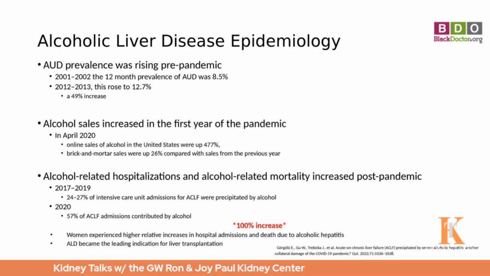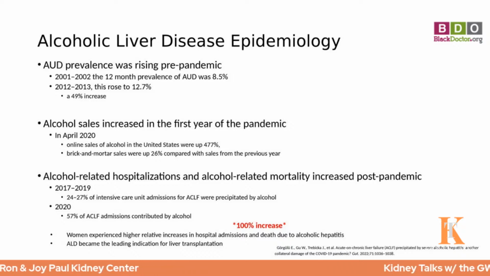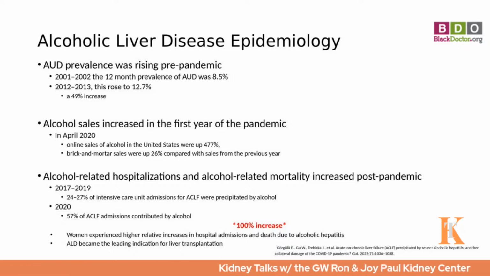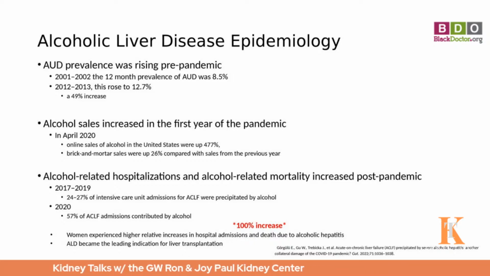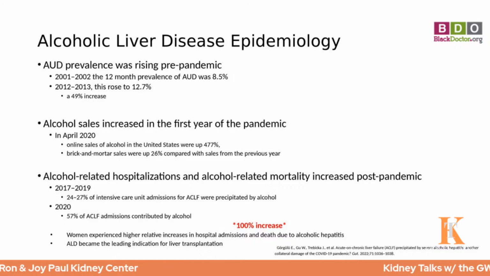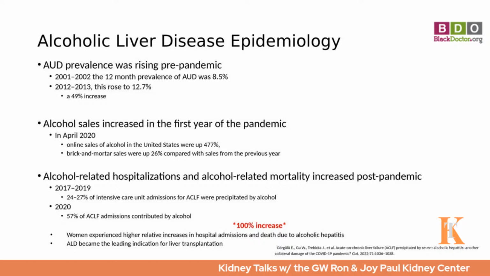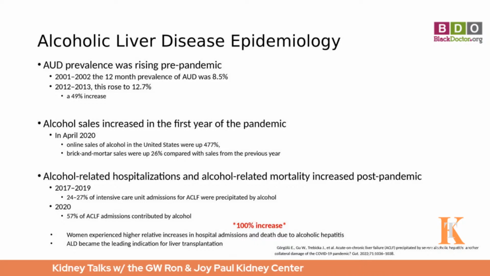And then with the pandemic, things really got bad. Online sales of alcohol went up, and with that, alcohol-related hospitalizations and mortality increased post-pandemic as well. We saw a lot of women with increased hospitalizations and death due to alcoholic hepatitis. And alcoholic liver disease became the leading indication for liver transplantation.